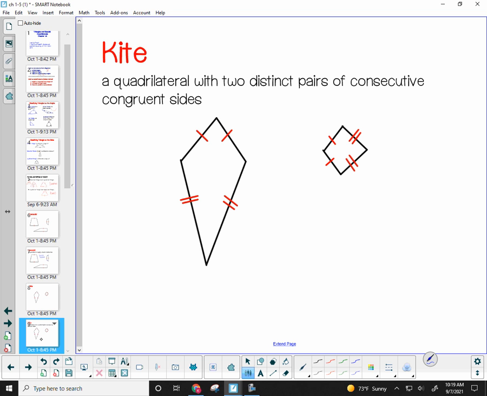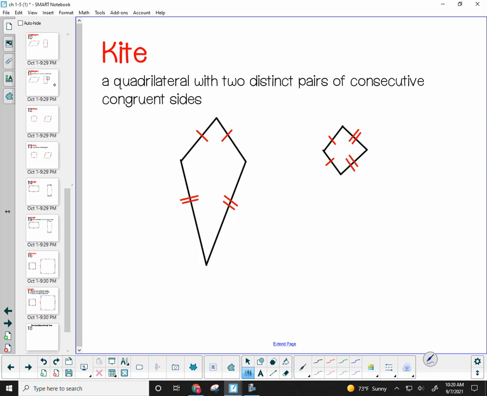So let's start with consecutive congruent sides. That means we have two sides in a row that are congruent. When it says distinct pairs, it means that all four sides cannot be the same measurement. We need two sets of measurements, and the sides that are congruent need to be next to each other. Does that make sense?